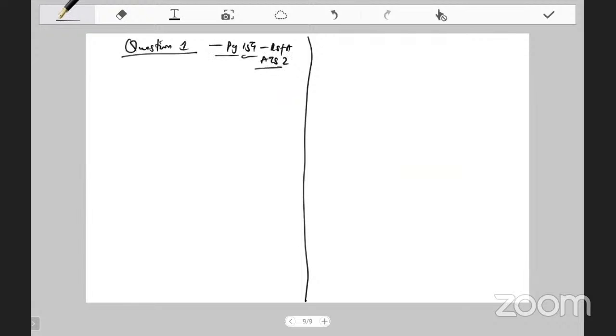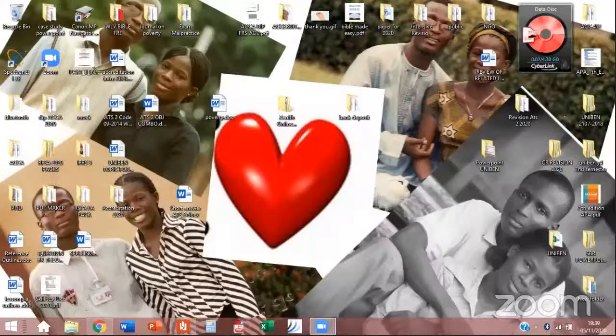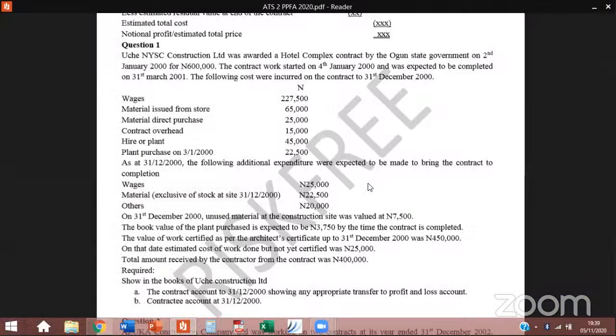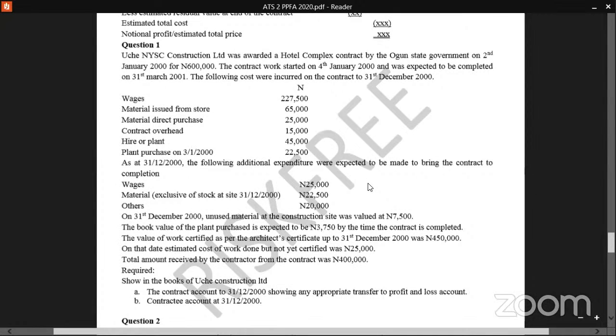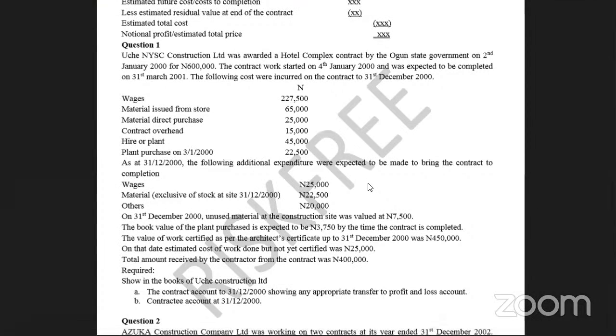So we are using Riskfree pack page 159. Okay, let's look at what the question looks like so that we can get this done. This is the question. So can somebody read the question for me?